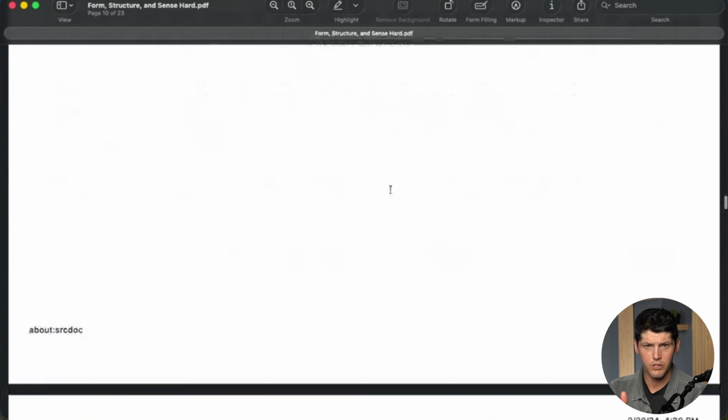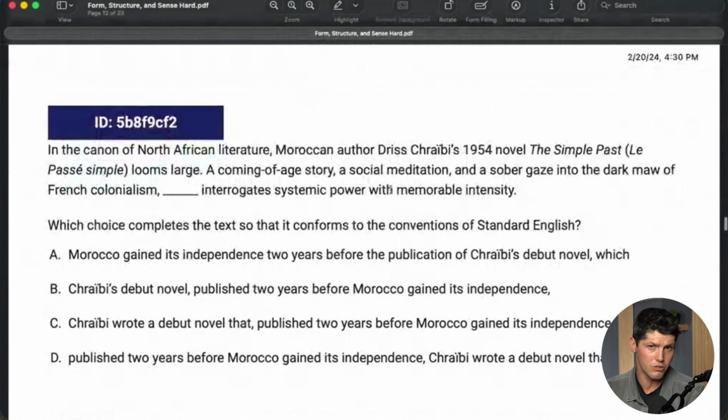Here's another one right here. And I'm going to do with this question what I would like you to do on the test as opposed to the way you would normally encounter the question. So once again, the question itself tells us conventions of standard English. The answer choices have different subjects. It says Morocco, or Traby's debut novel, or Traby, forgive me with that name, but Traby themselves, or published. And actually way down here is the subject, Traby again. Notice how two of these answers have the exact same subject. Answer choice C, Traby. Answer choice D, after a comma, Traby.